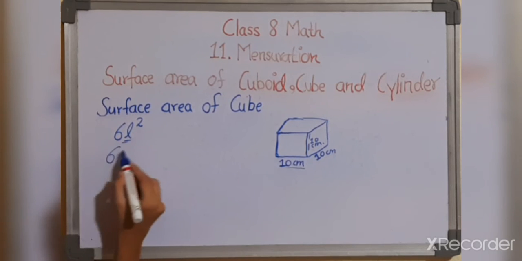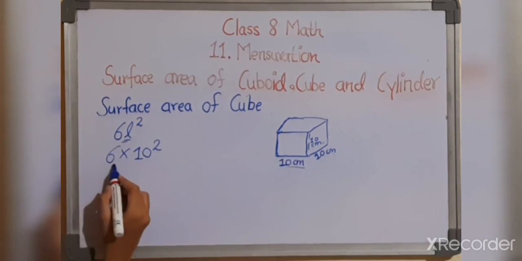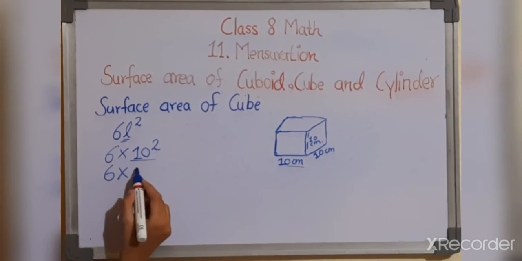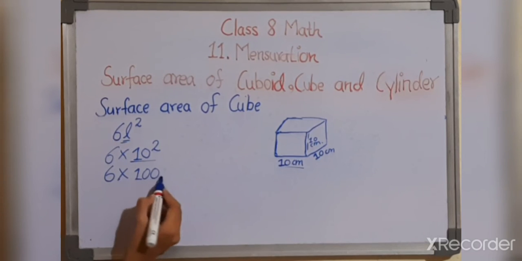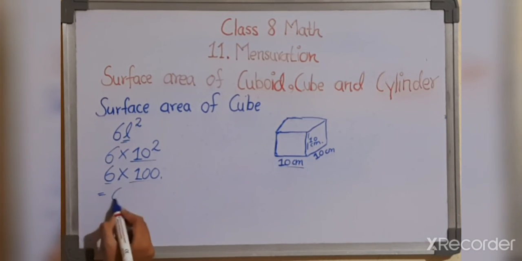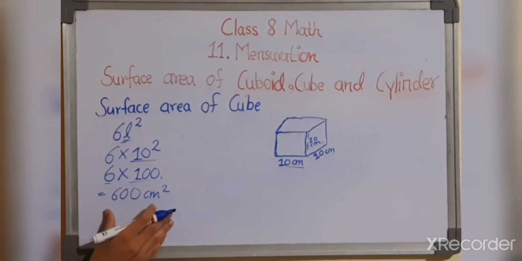So 6 into 10 raised to the power 2. 6 into 10 square is equal to 100. So 6 into 100 is equal to 600 centimeter square. So the surface area of this given cube is 600 centimeter square and the formula to find it is 6L square.